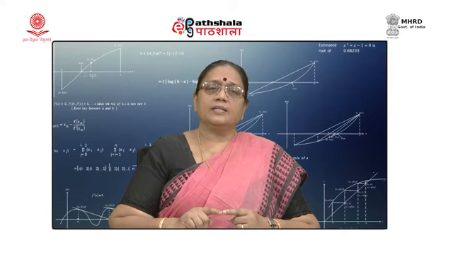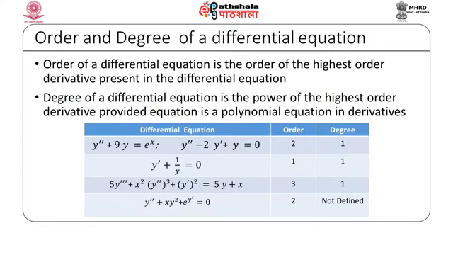Again, let us look at the examples cited in the table one by one. First example is y double dash plus 9y is e raised to x, and in the same row we have taken the second example y double dash minus 2y dash plus y equal to 0. Both these differential equations have the highest order derivative as second order, y double dash. So, the order of these two differential equations is 2. Look at the second row, y dash is the highest order derivative, which is first. So, the order of the differential equation is 1.